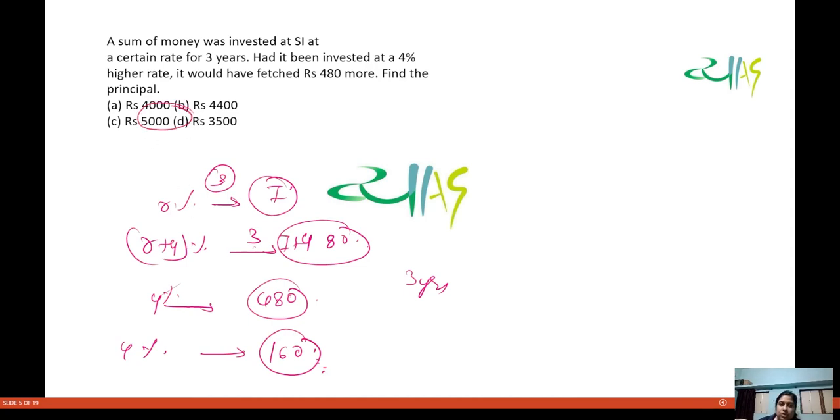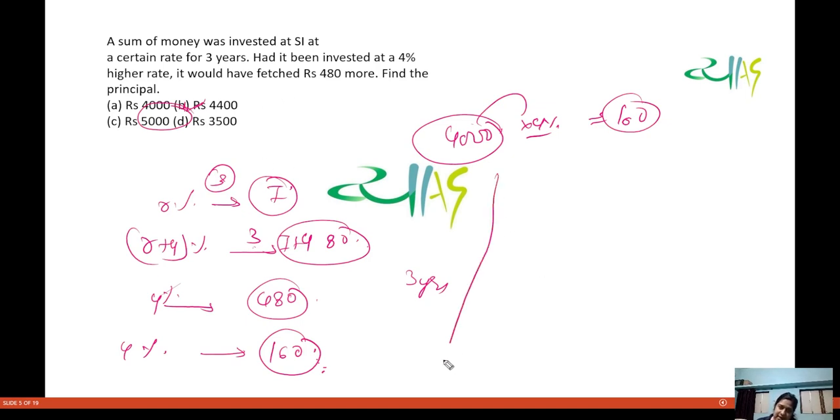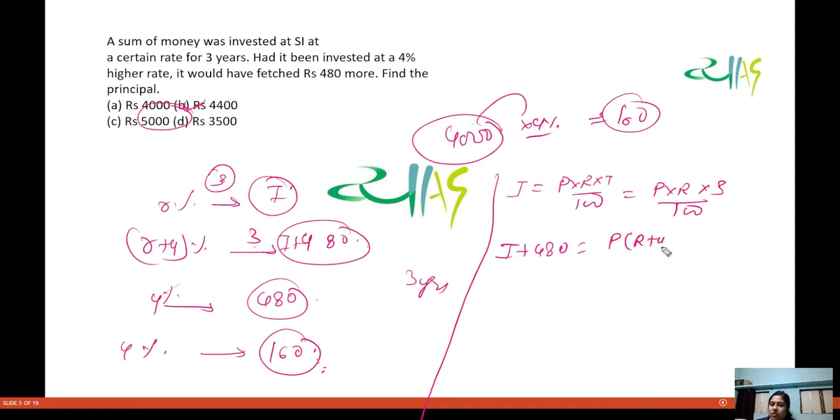So if I take this 4000, it is bringing how much? 4000 ka 4% is 160. So I am getting this as 4000. The similar result we got from the other process, where I is equal to P into R into T by 100, and we know here R is equal to 3 divided by 100. And then we have I plus 480 is equal to P into R plus 4 into 3 divided by 100.